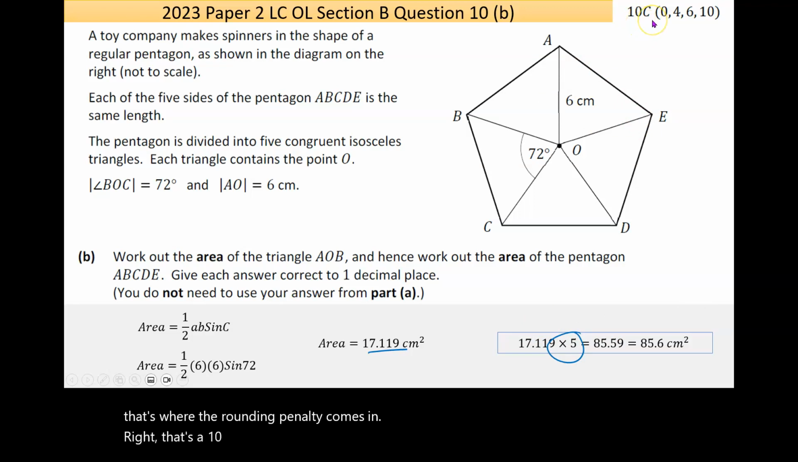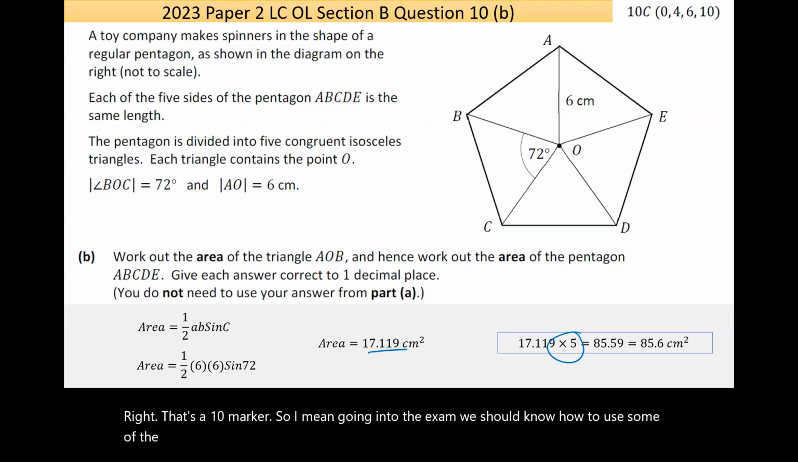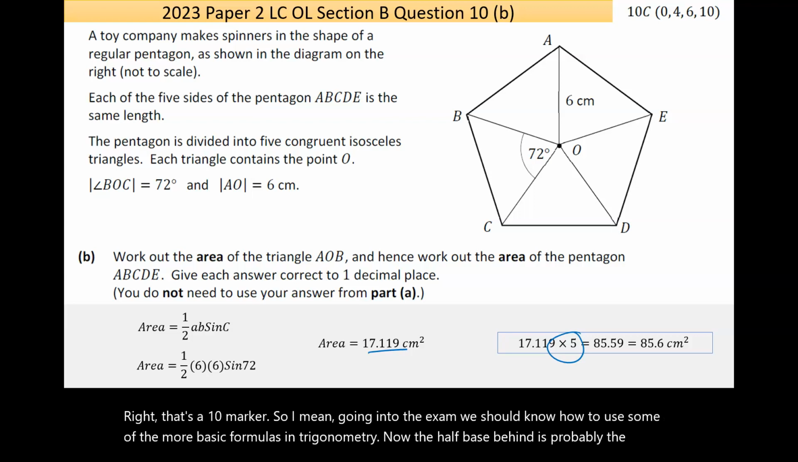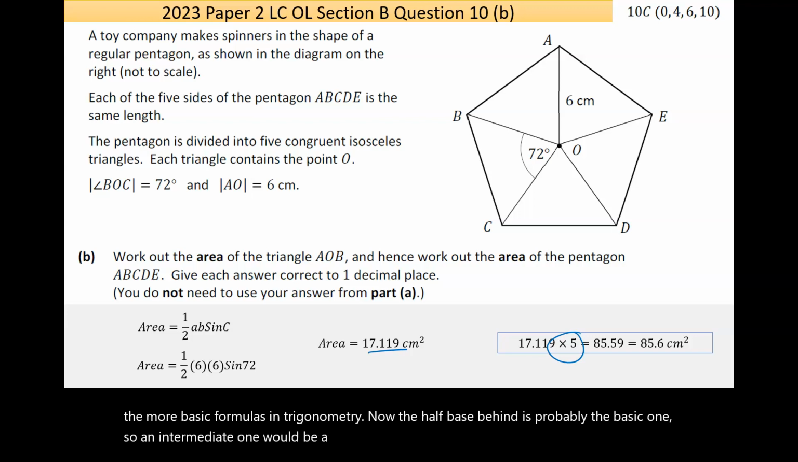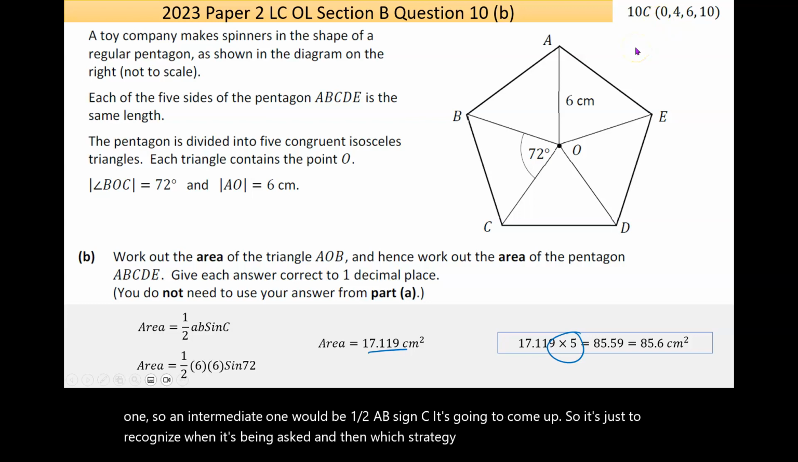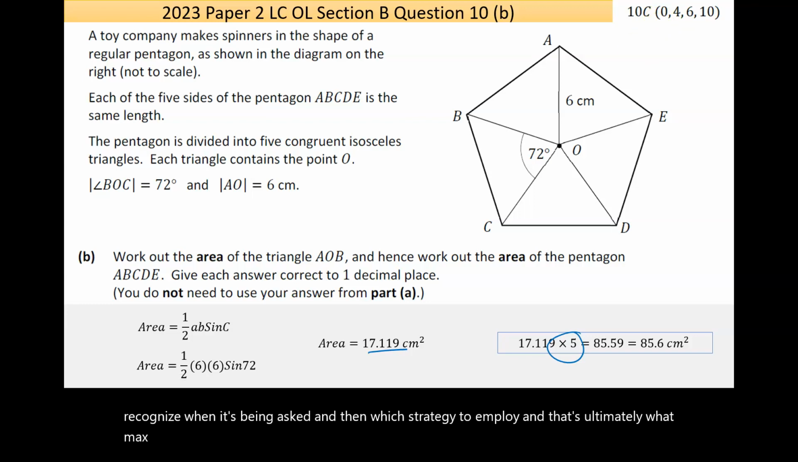So, going into the exam, we should know how to use some of the more basic formulas in trigonometry. Now, half base by height is probably the basic one. So an intermediate one would be half AB sine C. It's going to come up. So it's just to recognize when it's being asked and then which strategy to employ. And that's ultimately what maths is. It's a whole pile of different strategies.